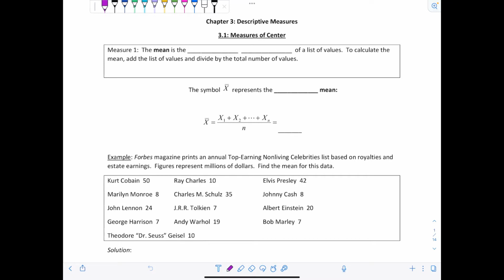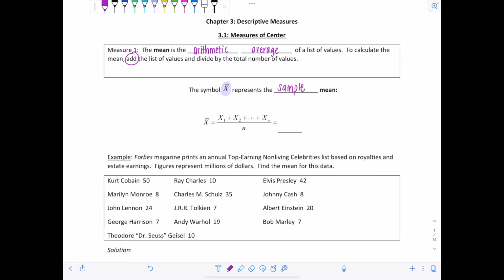So the mean is the arithmetic average of a list of values. So what that means is to calculate the mean, you're going to add all of the values that are in your data set and then divide by the total number of values. We use the symbol x bar to represent the sample mean.